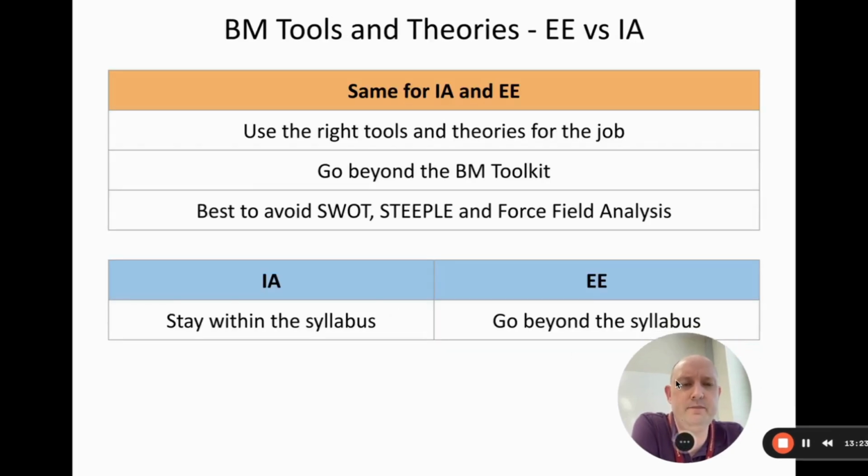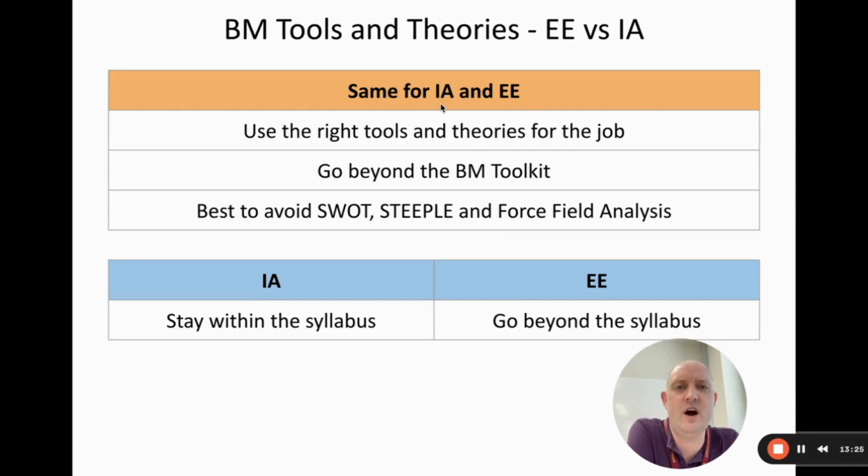Final summary. These are things that are the same for the IA and the EE. I mean, if you're doing an extended essay in business, then you're almost definitely doing an IA. So what's the same? Use the right tools and theories for the job for both of them. Go beyond the toolkit for both of them. So don't think you've got to just stick to the toolkit. You can go wherever you want to in the syllabus. And best to avoid the SWOT, steeple, and force field analysis, but you don't have to avoid them.